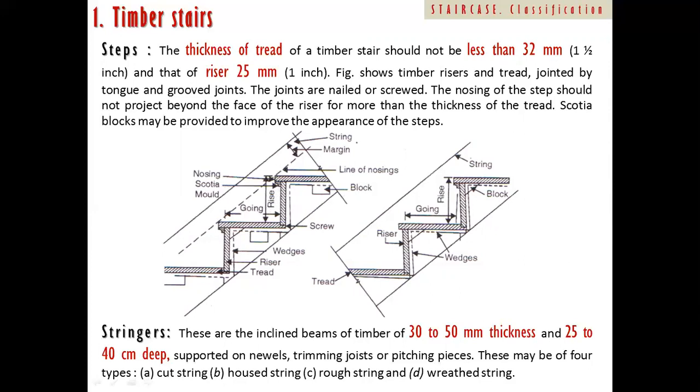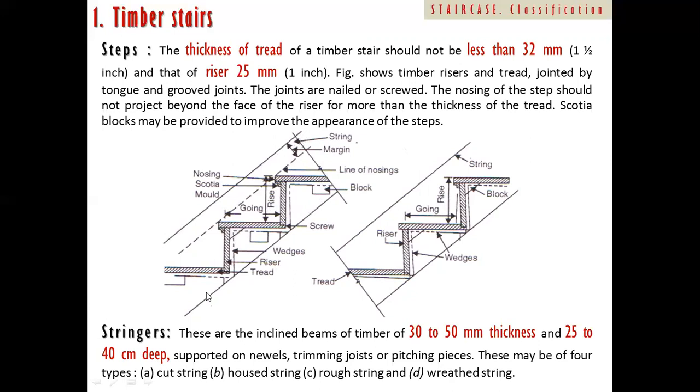And then the other things you can see here. These are the wedges to provide additional support to the tread and riser. These are the blocks we can connect so that the tread and riser should not get damaged or displaced. Last time we discussed the nosing, then the scotia, okay, like that. And then these are the lines of the string where this entire assembly is going to be housed.